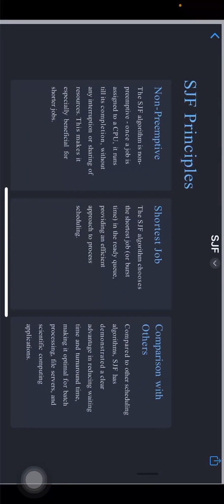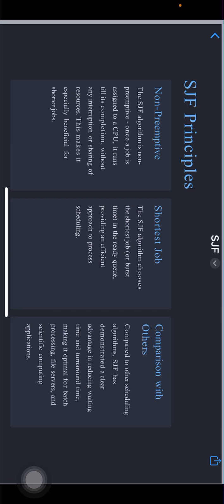Moving on to the principles of shortest job first, it is non-preemptive. It means once a job is assigned to the CPU, it completes that job without any interruption and without resuming any other process. Moving on to the next point, the shortest job first algorithm selects the shortest burst time first in the ready queue.